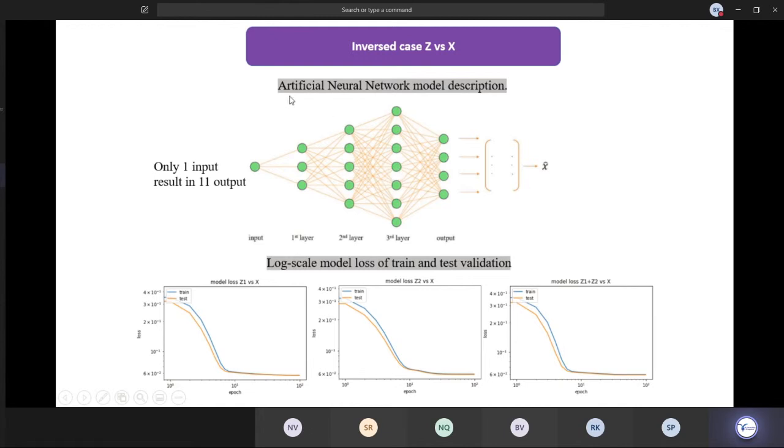Basically, the ANN model consists of 3 layers, with 5 and 7 neurons in the second and third layers. We use the ReLU activation function and also the Adam optimizer in the reverse regression problem. Here below is the loss of the model for the 3 cases. You can see the training loss and test loss fit each other really well.